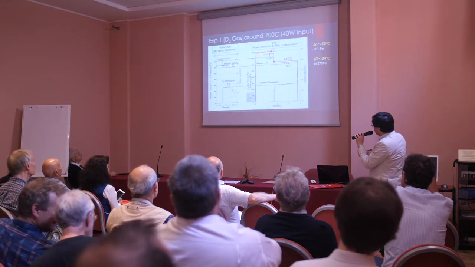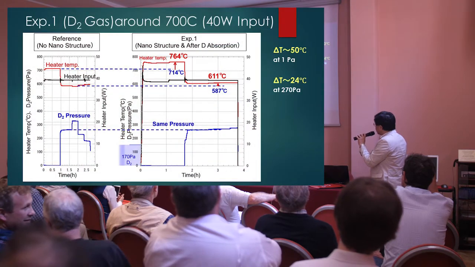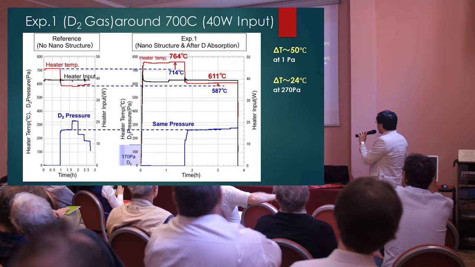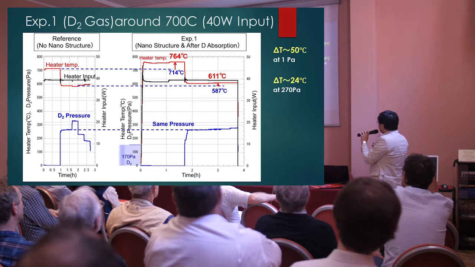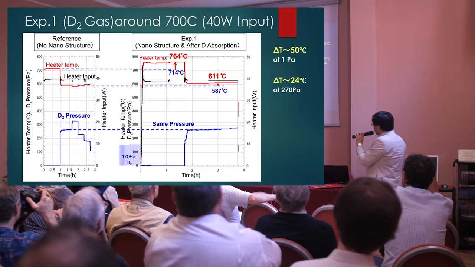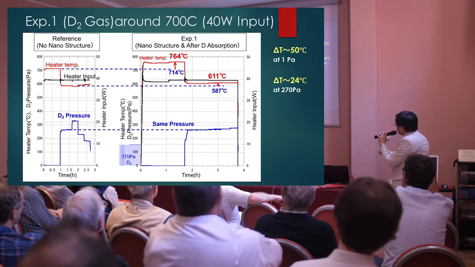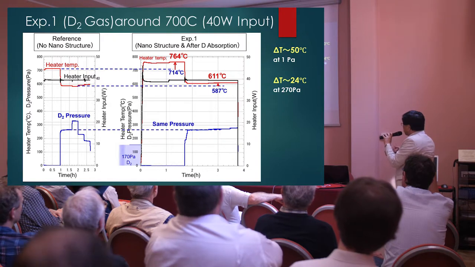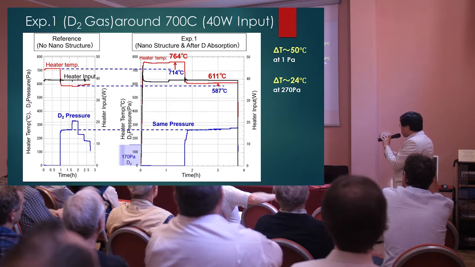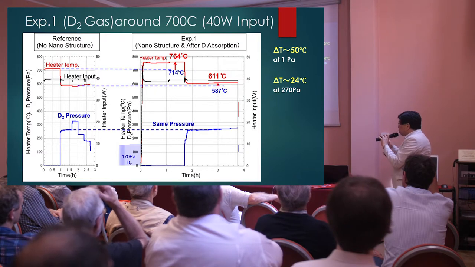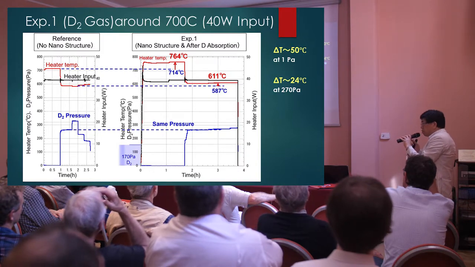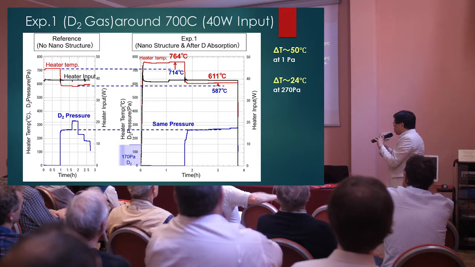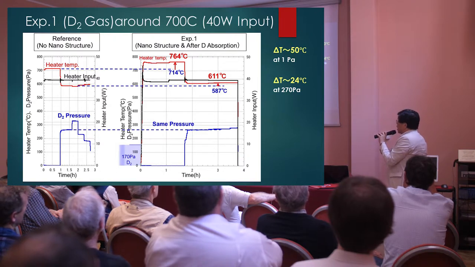And we'll describe the foreground run. This is the result of a reference run, and this one is the foreground run. In this case, we apply 40 watt input. This viewgraph was already shown in ICCF 20. Red one means heater temperature. Heater temperature means a thermocouple built into the heater. And around the heater, we have a platinum wire, and on the platinum wire, we have a nanostructure.